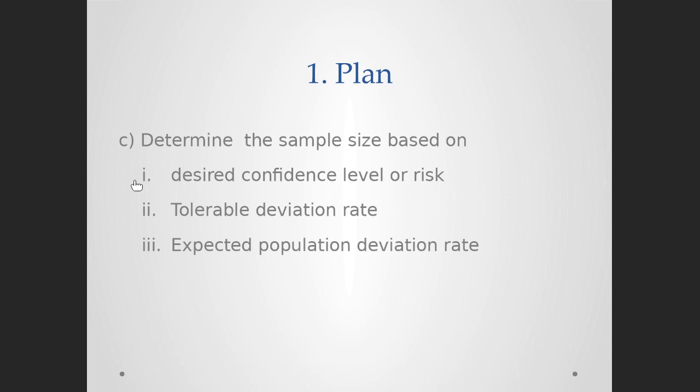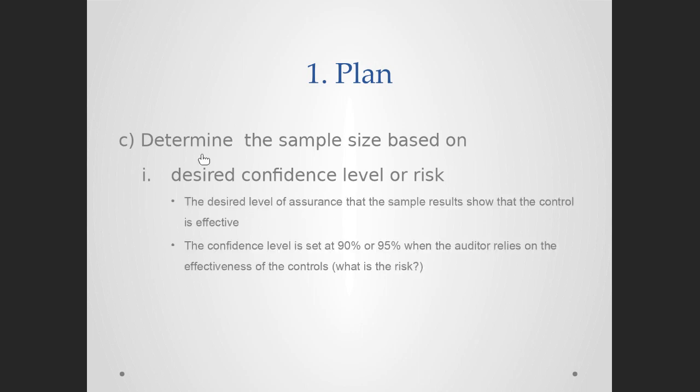So the first thing under the determination of sample size is to look at the desired confidence level or sampling risk. The second is to look at the tolerable deviation rate. And the third thing is to look at the expected population deviation rate. So we want to determine the sample size, how many we need to sample. The first thing to decide is, what is the desired confidence level or risk? The desired level of assurance that the sample results show that the control is effective.